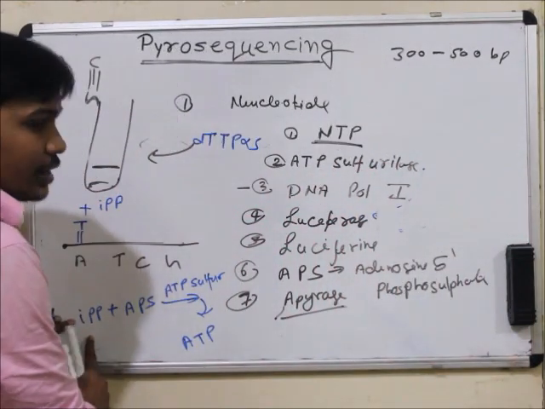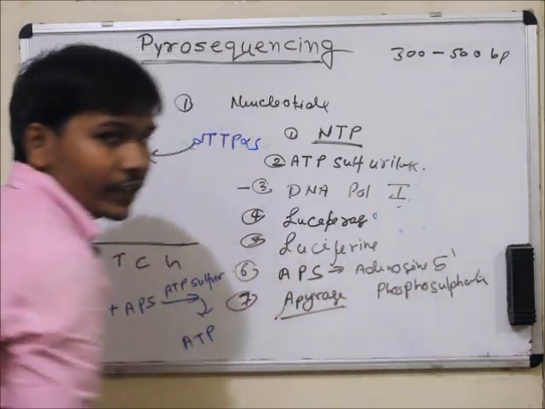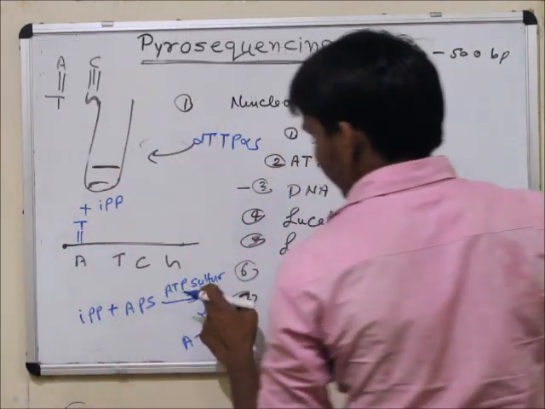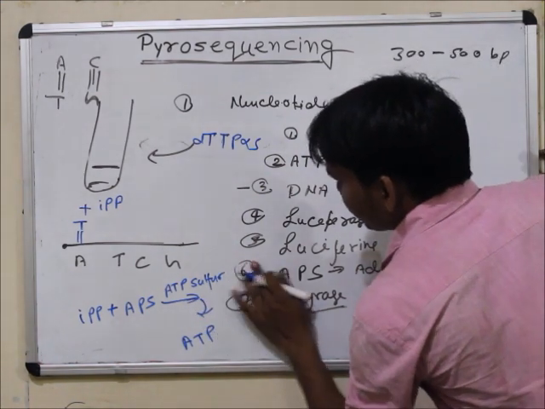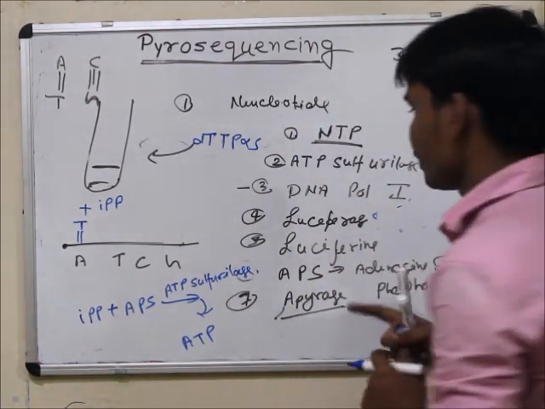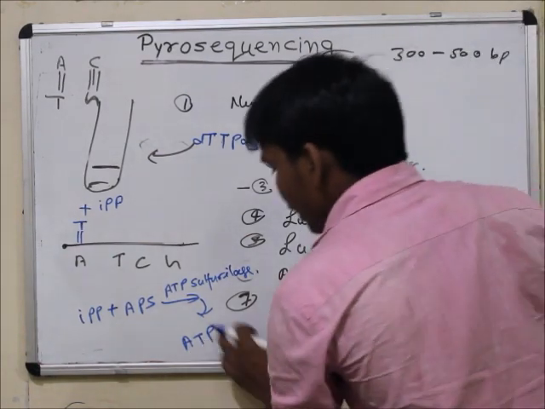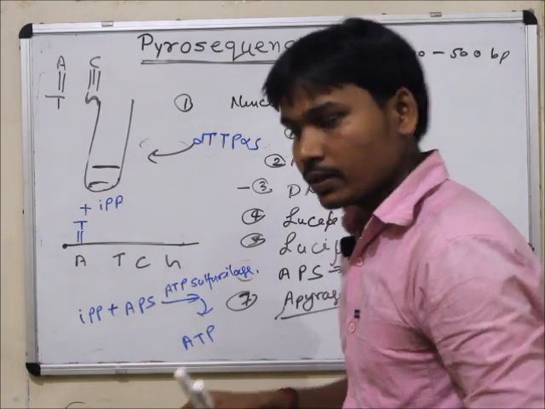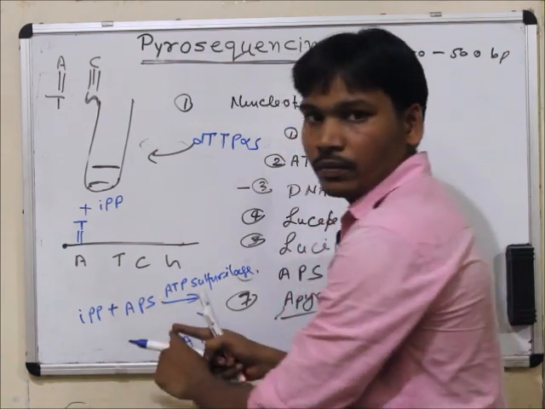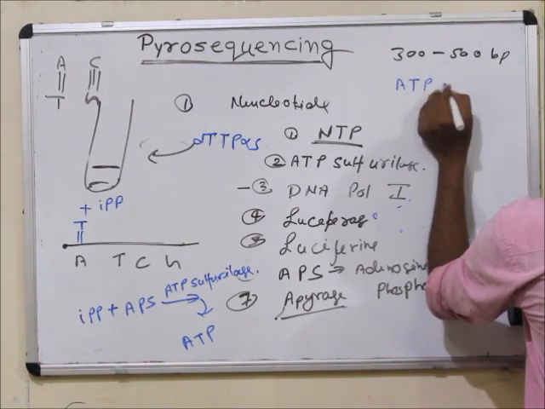Inorganic pyrophosphate plus APS, adenosine 5-phosphosulfate, in the presence of ATP sulfurylase, converts into ATP. Again, when ATP is available after adding nucleotides, ATP will be found in the presence of this. Then this ATP is used again.